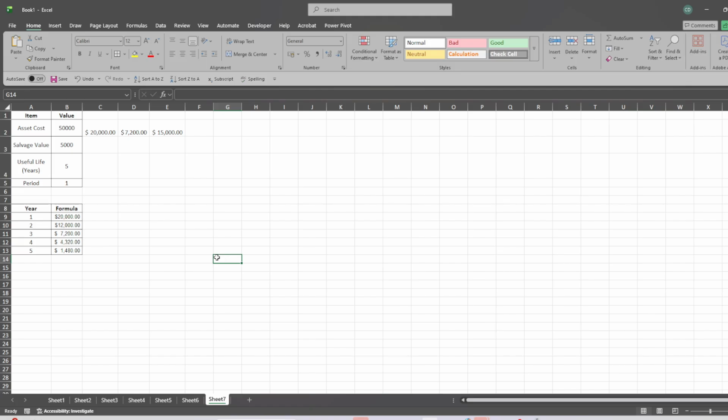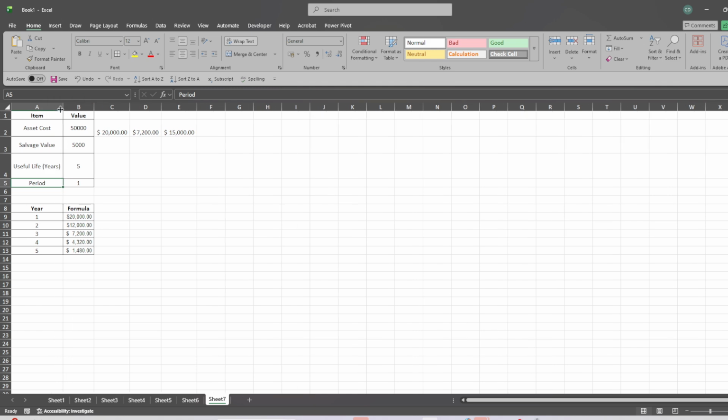The syntax for the function is equals DDB, then open parentheses, cost, salvage, life, period, and optionally factor, then close parentheses. Each part has a specific purpose. Cost is the original purchase price of the asset. Salvage is the estimated value at the end of the asset's useful life.